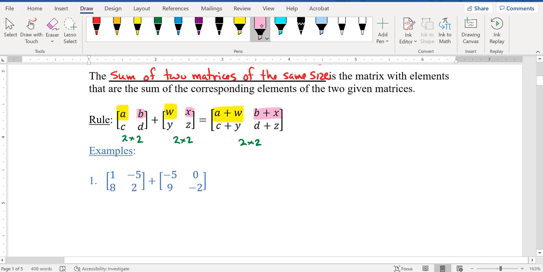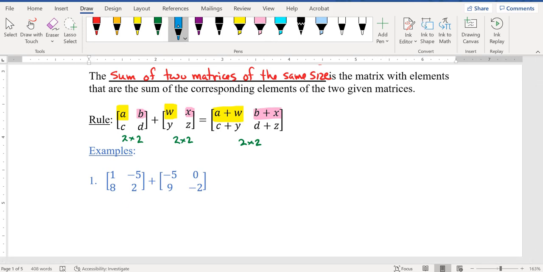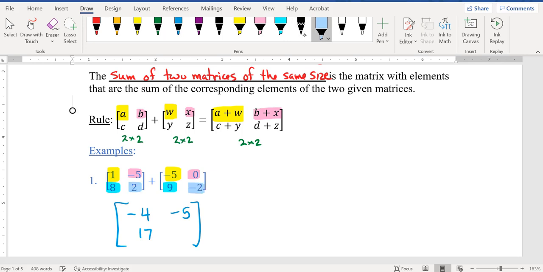Number one, they are both 2 by 2 matrices, so you can find that sum. The very first element would be 1 plus -5, which is -4. -5 plus 0 would be -5. 8 plus 9 would be 17. And 2 plus -2 would be 0.